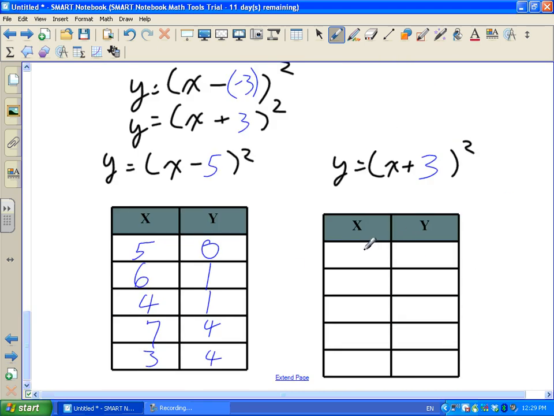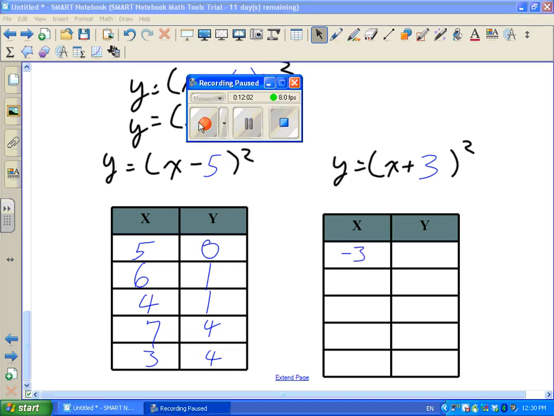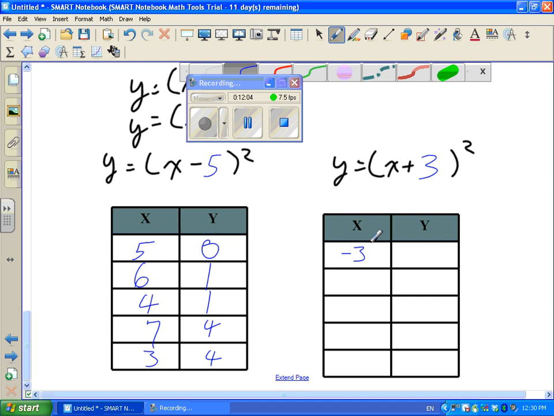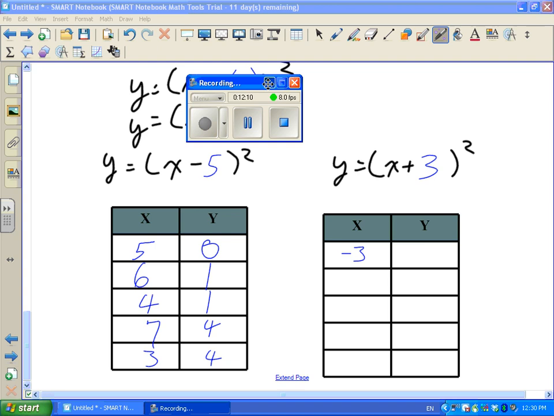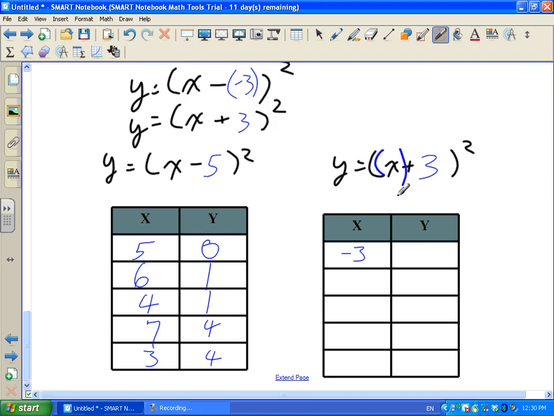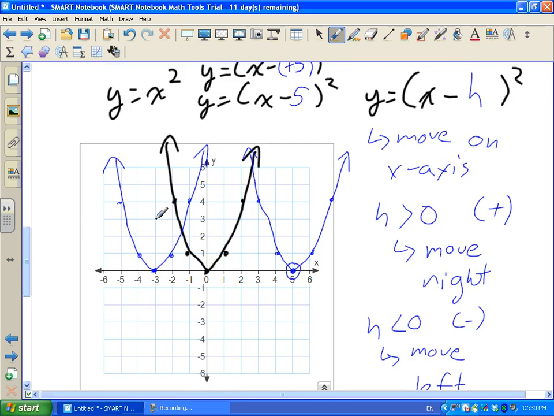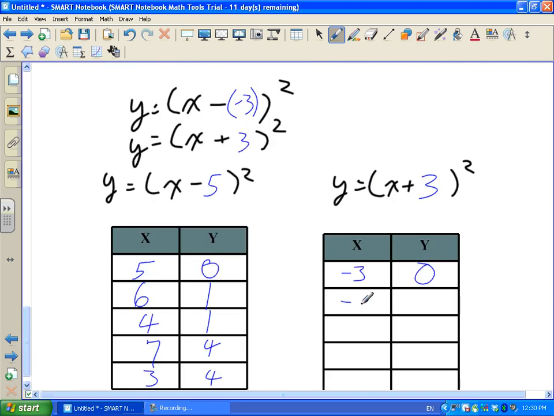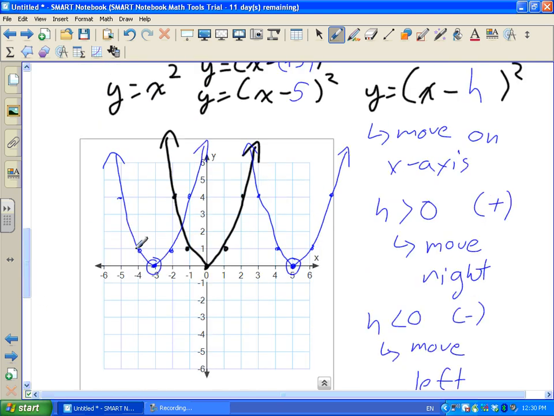Let's do the same idea here. I'm going to use the same idea for the vertex. If x is negative 3. Okay. What did I say? All right, negative 3 plus 3. What is negative 3 plus 3 going to be? 0 squared. I'm going to give you the answer. Negative 3 and 0, there's our vertex. Perfect. Let's go one to the left. Negative 4. If I plug negative 4 in for x, negative 4 plus 3 becomes negative 1, and negative 1 squared? 1. Take a look. Negative 4 and 1, there's a coordinate.